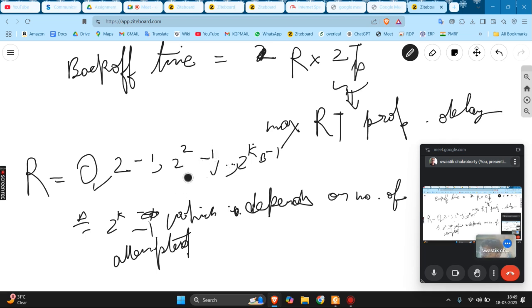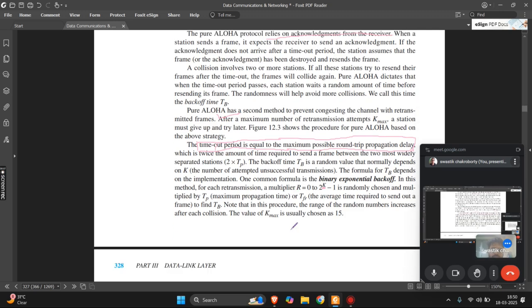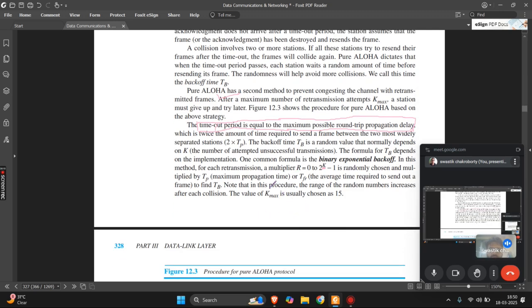So as the number of retransmissions increases, the wait between retransmissions also increases. As you go towards the tail end, if you have already failed 3-4 times, the amount of waiting that you have to do increases exponentially. That is why it is called binary exponential backoff. It is multiplied by the maximum propagation time or frame time. Now the value of Kmax is usually chosen as 15.